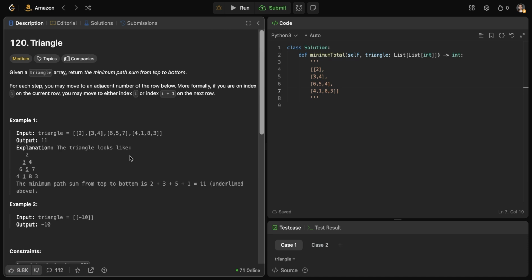So let's see what this question says. And this question even a 90 IQ person can solve if they have practiced enough. So that's why it's really important that you practice DP questions.